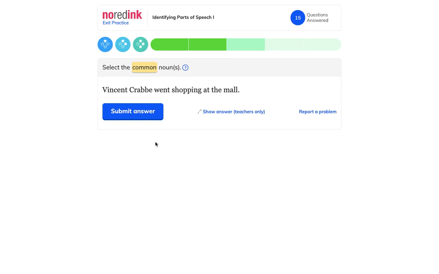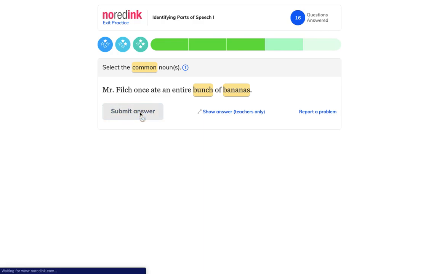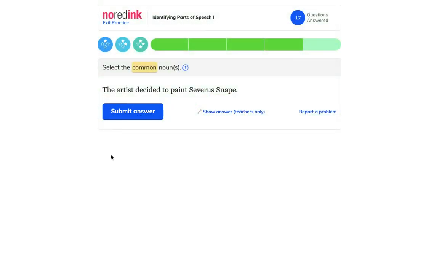Vincent Crabbe went shopping at the mall. Mall is a location. Mr. Filch ate an entire bunch of bananas. He ate what? Bunch of what? Bananas. The artist decided to paint Severus Snape. Artist. It's our subject as well.